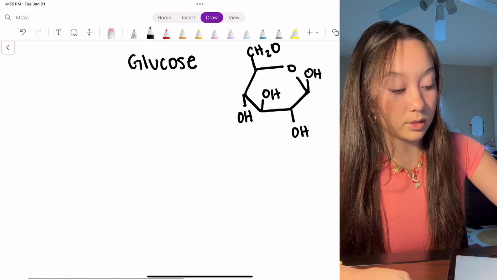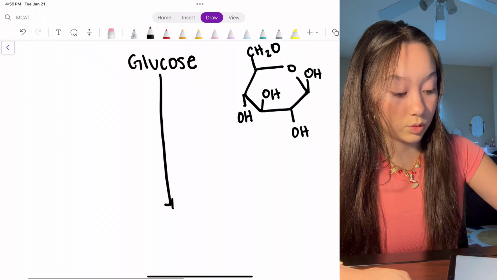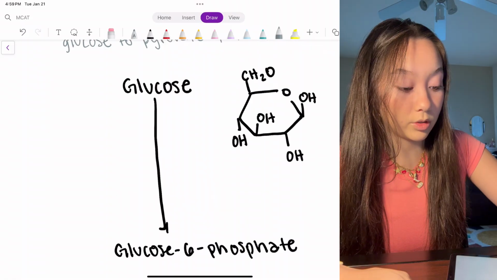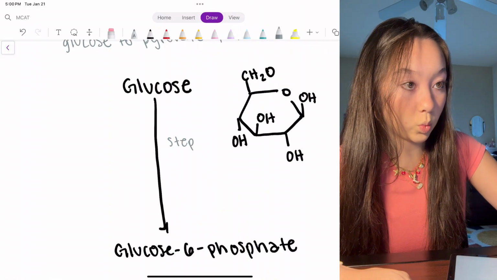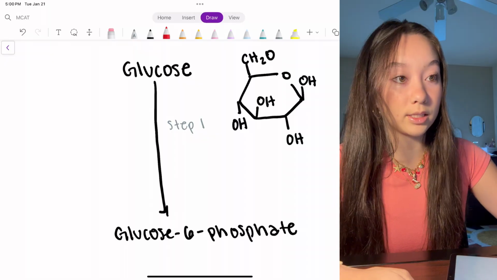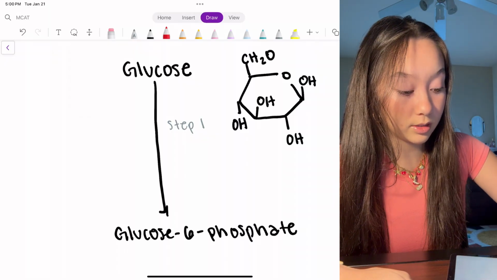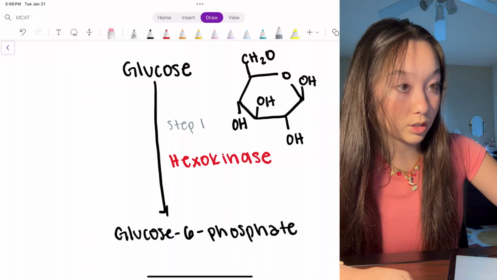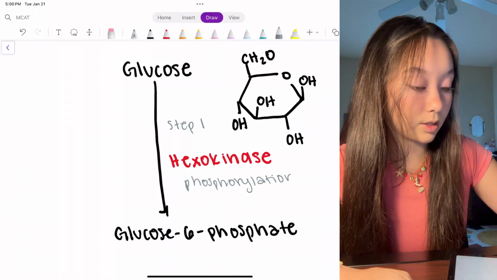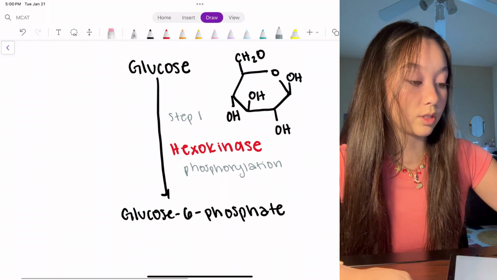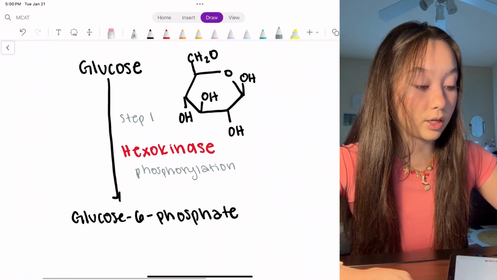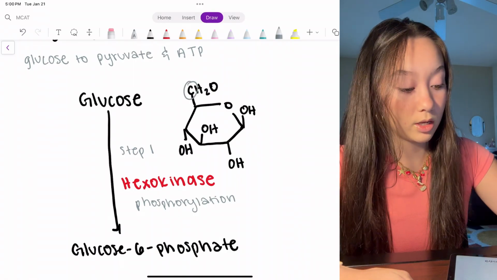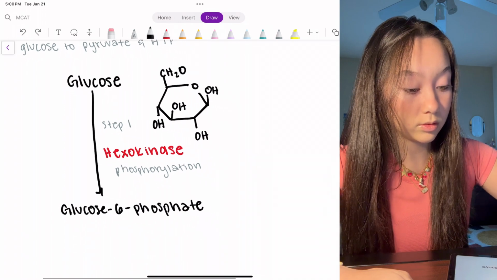The first step takes glucose and turns it into glucose 6-phosphate, what we would call step 1. And the enzyme that catalyzes this reaction is called hexokinase. And the reaction itself is a phosphorylation. And this is easy to tell because it goes from glucose to glucose 6-phosphate, which means it just adds on a phosphate group to this 6th carbon right here. And I will draw that out.